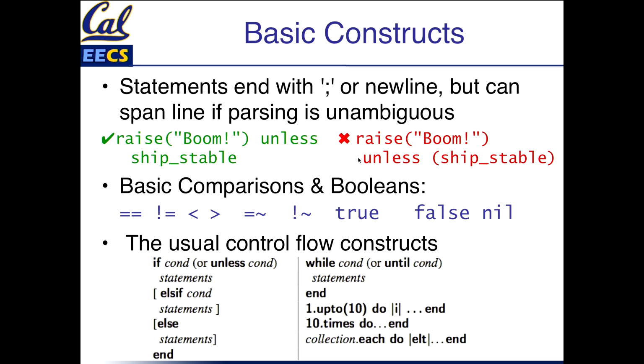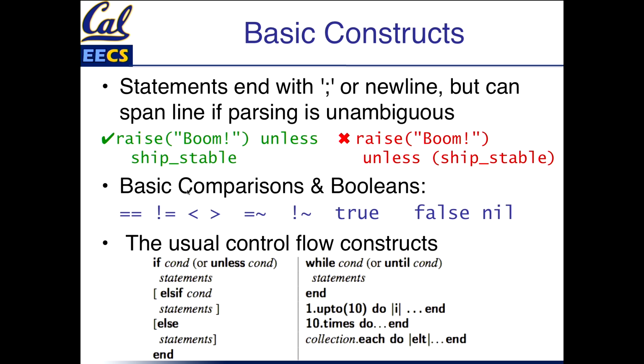Here are 2 examples of a statement, one of which will parse correctly, where the line break is after the word unless. I'm going to raise a boom exception unless the ship is stable. It would be incorrect to put the line break after raise boom because this statement by itself, raise boom, is actually a legal Ruby statement all on its own. So in this case, the interpreter would be confused because it stops parsing the statement here, and then I have this unless, and where am I?